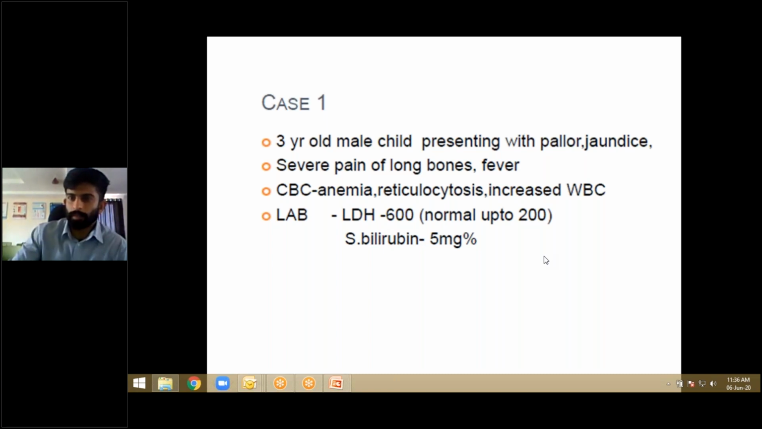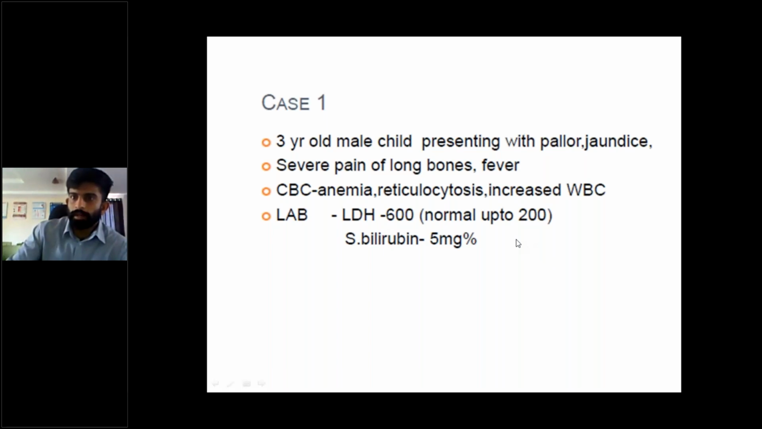So this indicates some sort of hemolytic anemia. There's obviously hemolysis because the LDH is raised. Serum bilirubin is 5 milligrams. Ideally, you need to know the values of indirect and direct bilirubin. Indirect is more, that means there is more unconjugated bilirubin, so there's evidence of hemolysis. If direct is more, that means there is evidence of conjugated hyperbilirubinemia, which is seen in case of obstructive jaundice or biliary tract disease.